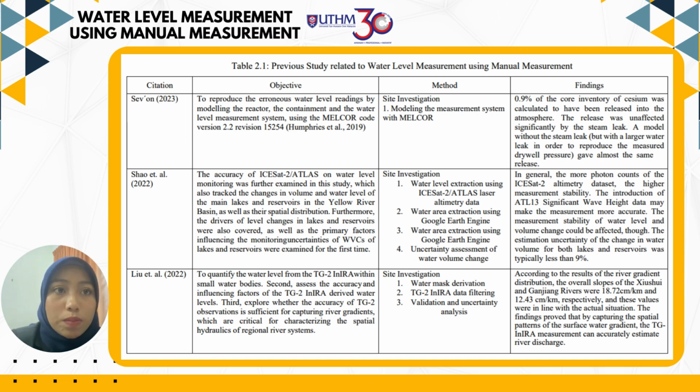The method of this paper, site investigation. Number 1, water mass derivation. Number 2, TG2 in IRA data filtering. Number 3, validation and uncertainty analysis. The finding is, according to the result of the river gradient distribution, the overall slopes of the Zhuishui and Ganjiang rivers were 18.72 centimeters per kilometer and 12.43 centimeters per kilometer, respectively, and these values were in line with the actual situation.